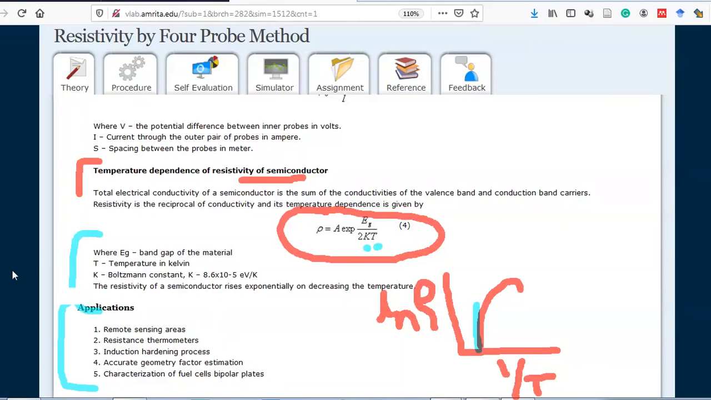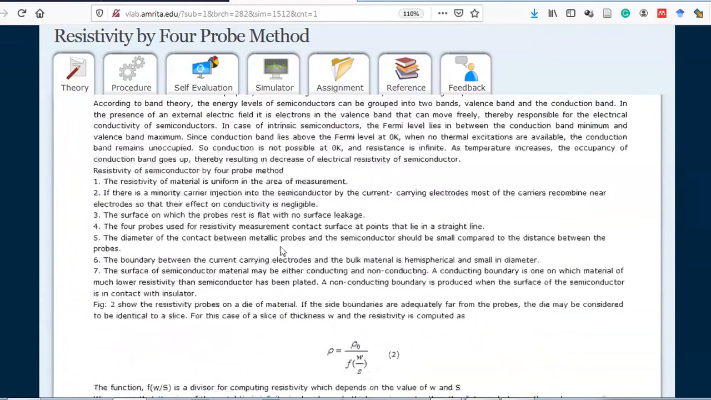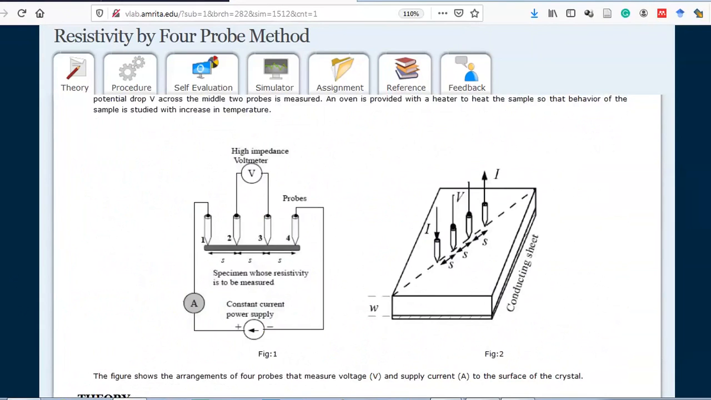Now, there is one more important thing I want to discuss with you. This entire setup, we are keeping inside the oven, because our purpose is to vary the temperature and note down the corresponding resistivity of the material. So this entire setup, these pins, we are keeping inside the oven, and that oven we are going to heat. All such things we'll discuss in the simulator part again.